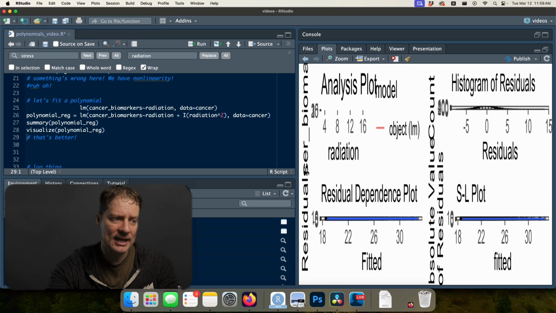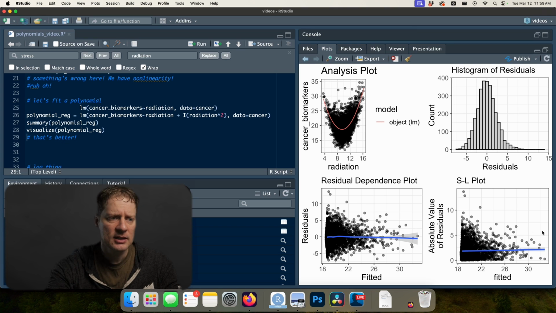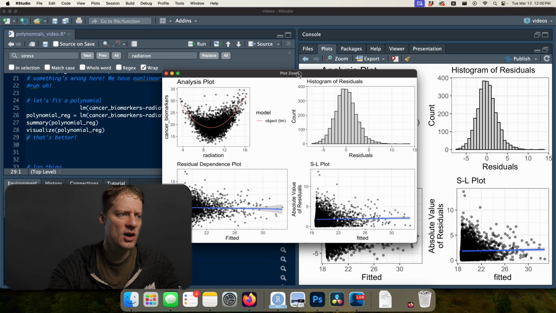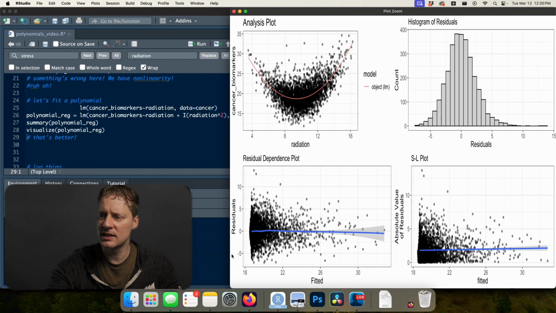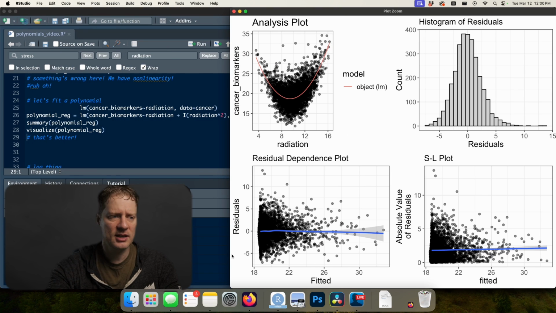And make that bigger. And wow, in the words of Owen Wilson, wow, that looks pretty good. Man, actually, that looks really good. That curve is right in the center of the data. We got some positive skewness in the residuals. I'm not worried about that. My head's in the way, so you can't see. The residual dependence plot looks excellent.